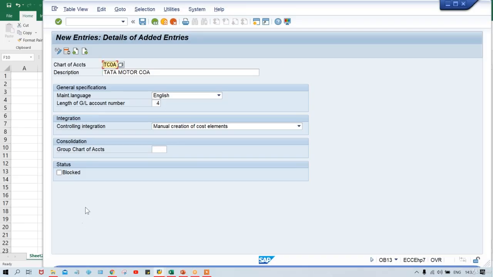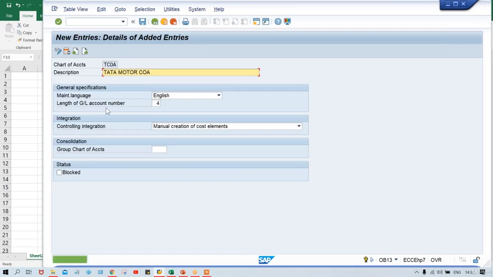Press enter. If you apply a block in the status block here, there will be some impact somewhere, guys. That also I'll show you practically. If you apply a block here, the GL account creation is not possible at chart of account level itself. Even you guys also can do it practically, you can check it.